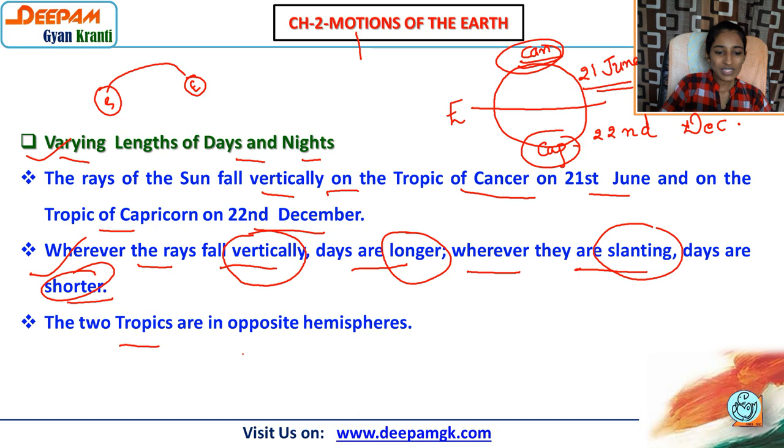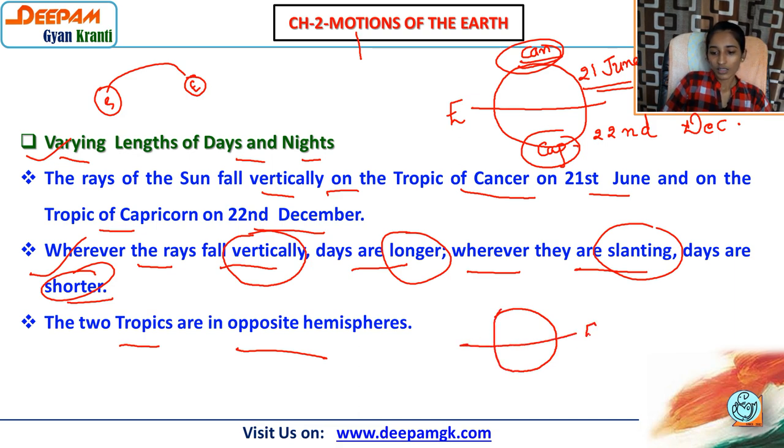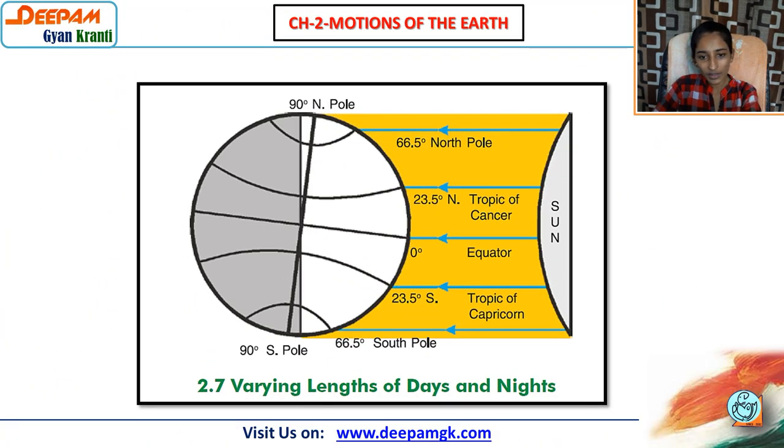The two tropics, Cancer and Capricorn, are in opposite hemispheres, you know very well. Because of the equator, there are two hemispheres, the north hemisphere and the south hemisphere, so both are in opposite directions. You have the picture here, and that is very important.